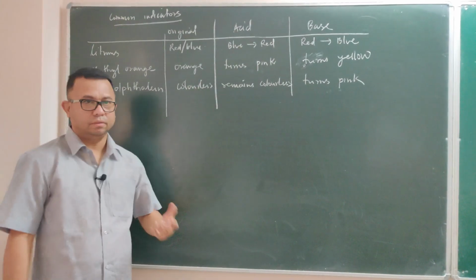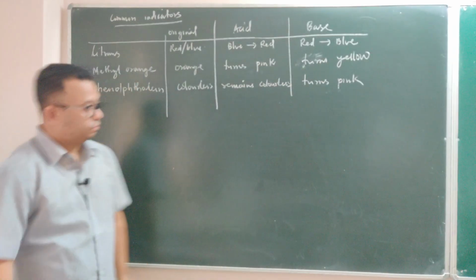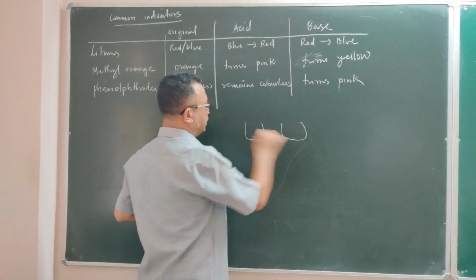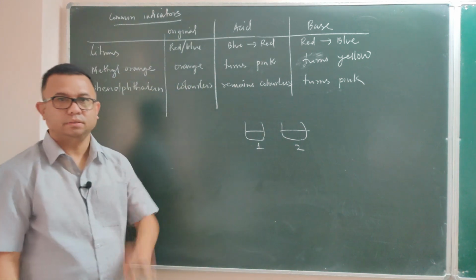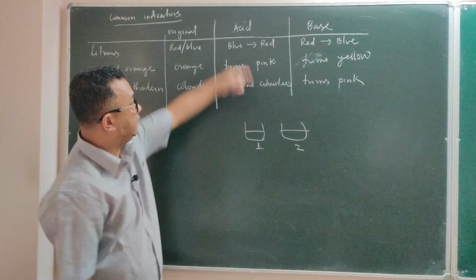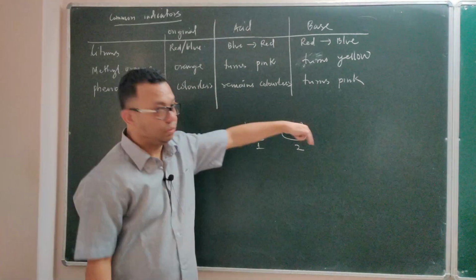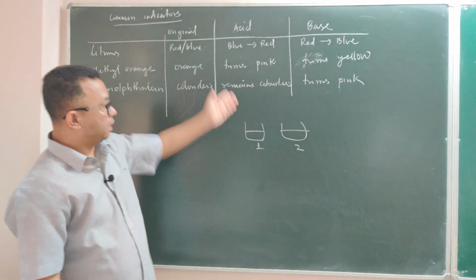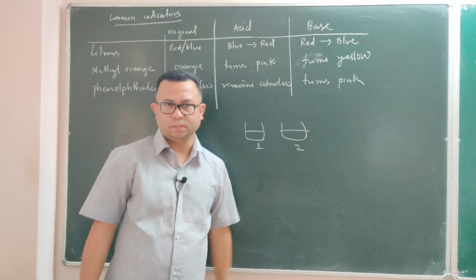Now this will tell you whether a given solution is acid or base. But if you are asked to distinguish between two acids, for example, you are given acid 1 and acid 2, and you are asked to identify them, then you will not be able to, because if you use any indicator, if you use litmus, here also blue will turn red, here also blue will turn red, so you will not be able to identify which acid is what. Then if you use methyl orange, the same color change will take place in both. Phenolphthalein, same, it will not change color.